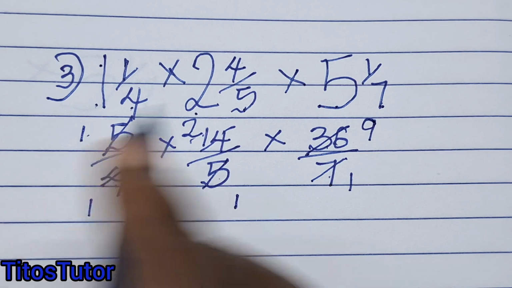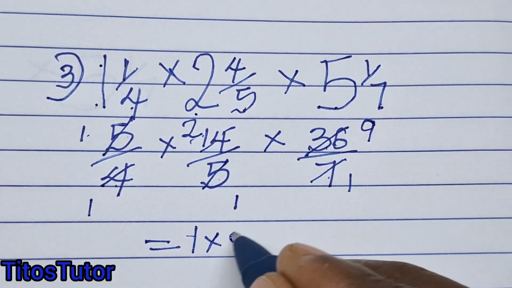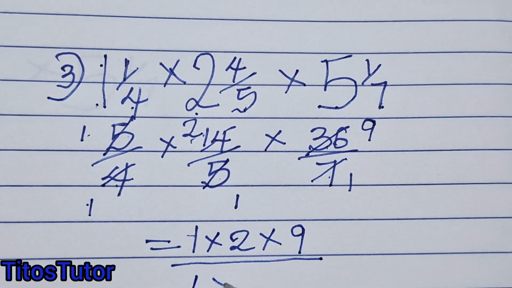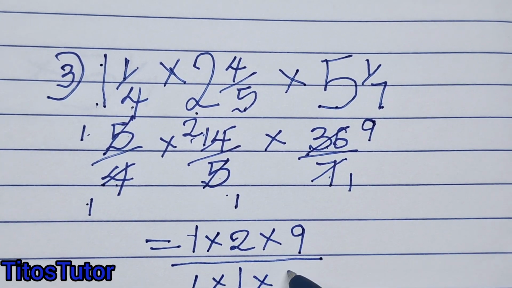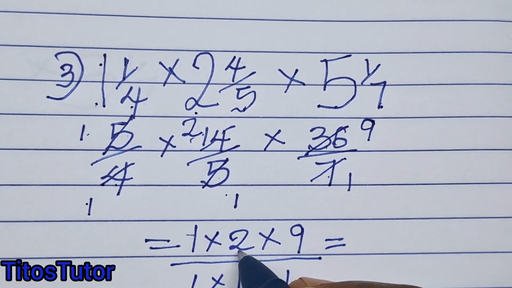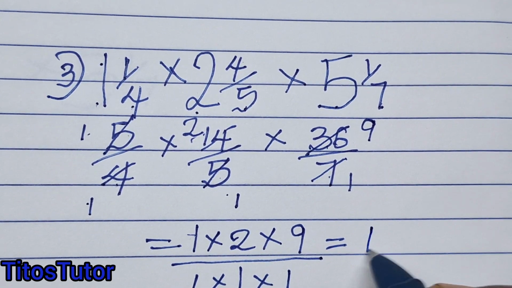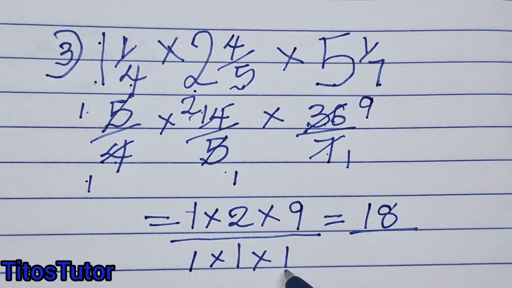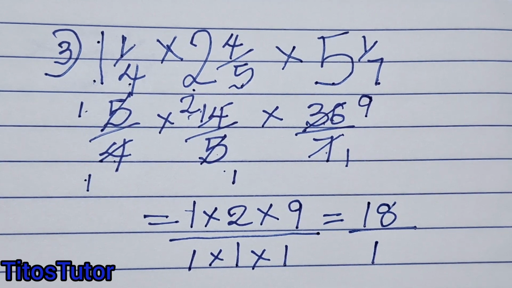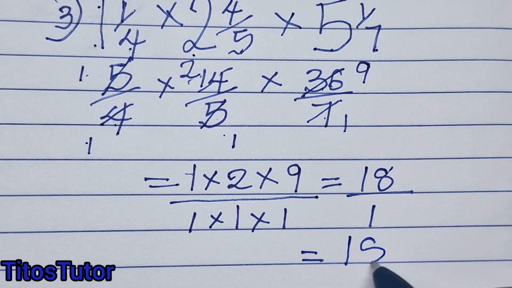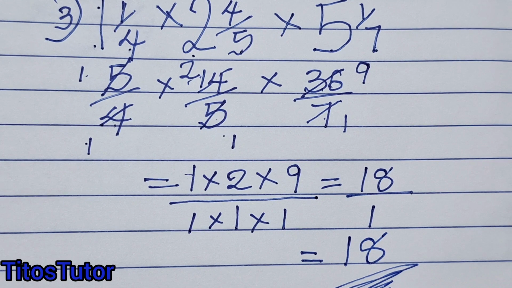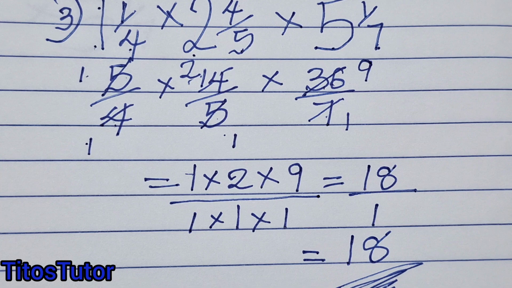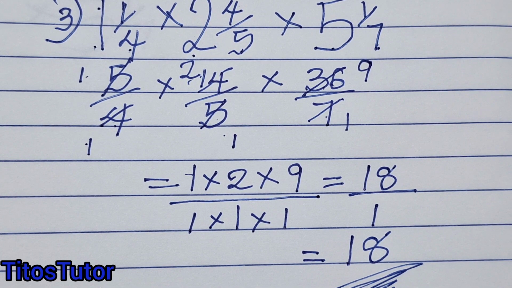So I am left with 1 times 2 times 9 all over 1 times 1 times 1. This is 1 times 2 is 2, 2 times 9 is 18. 18 all over 1 times 1 is 1 times 1 is 1 again. 18 all over 1 is the same as 18 and I am done. So 1 whole number 1 over 4 multiplied by 2 whole number 4 over 5 multiplied by 5 whole number 1 over 7 is actually 18.